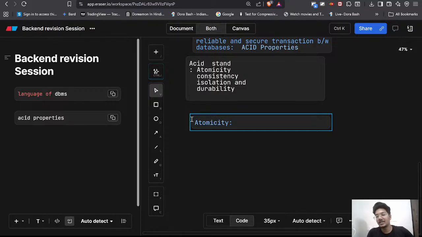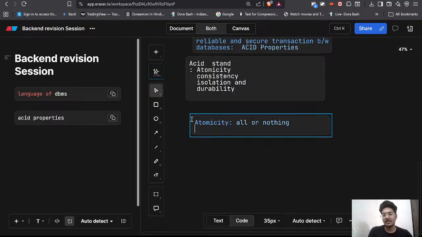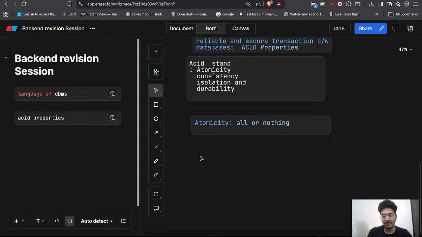Atomicity means that either the entire transaction takes place at once or not at all. All or nothing. In simple words, it is all or nothing.